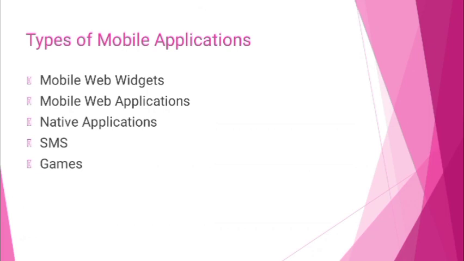The next one is native applications. Native applications live on the device and are accessed through icons on the device home screens, and they are installed through an application store, that is either Google Play Store or Apple's App Store. They are developed specifically for one platform and can take full advantage of all the device features.